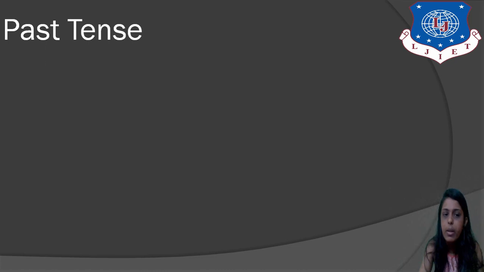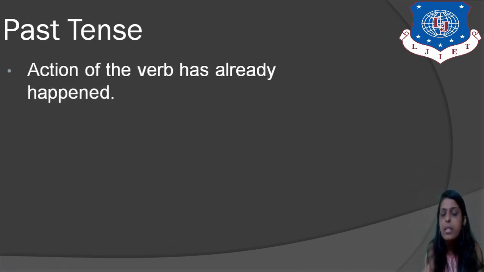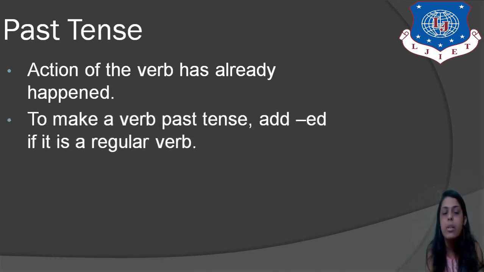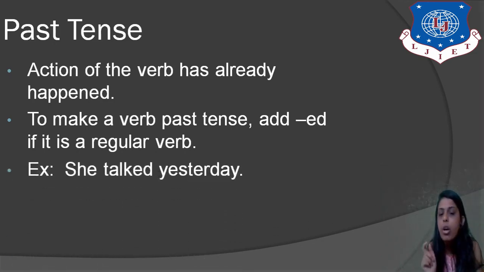Now, past tense. Past tense is when the action has already happened, something which happened in the past, right? To make a verb past tense, what we need to do? We need to add ed to the regular verb, right? For example, realized, right? So what I am doing? I am adding ed to the verb, right? So always remember, verb is the action in the sentence, as I have explained earlier also. Now, she talked yesterday. So here you can see we have added ed to the verb because talk is the verb in the sentence, right?